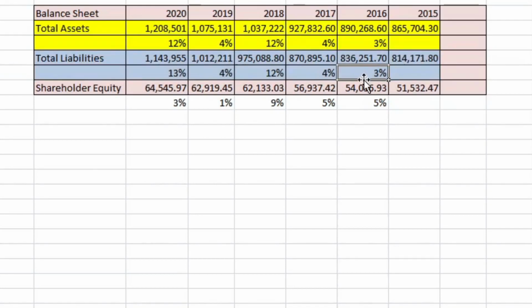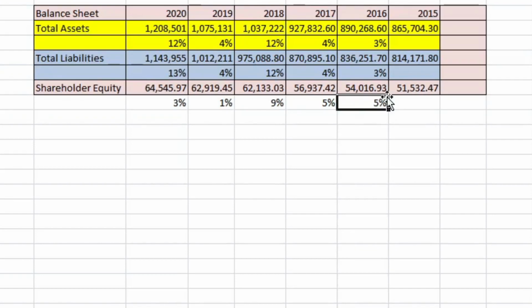So in 2016, the assets grew by 3%, but the liability grew as well by 3%. And the same in 2017. The assets grew by 4%, and the liabilities grew by 4% as well. So there is consistency in the growth of the total assets and total liabilities. Now, that is all okay because there is consistency. What we do not want to see is that the total assets do not grow, but the liabilities grow.